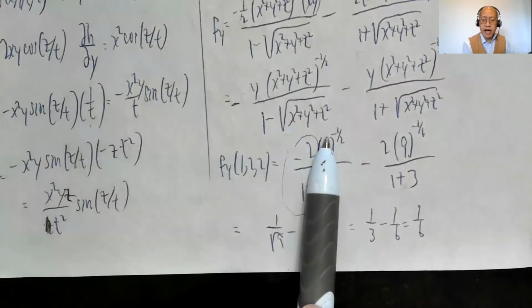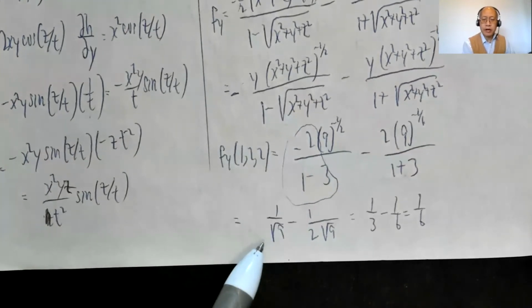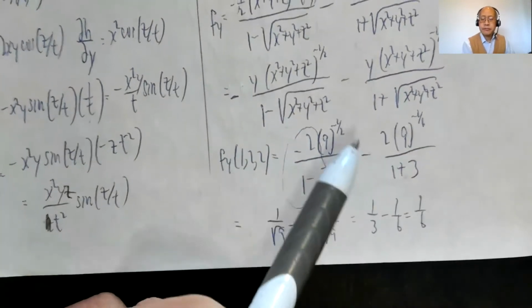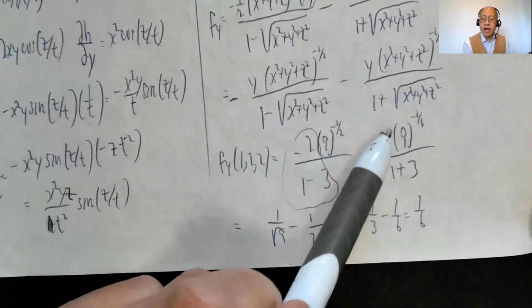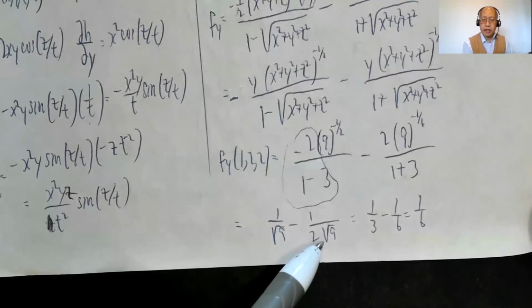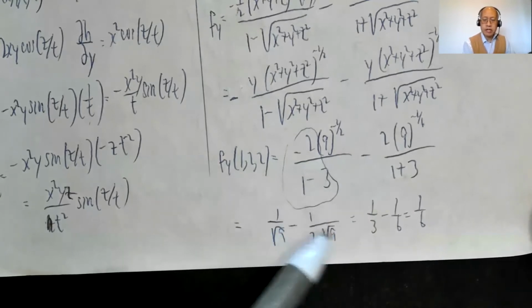So that's gone. I have 9 to the negative 1/2, 1 over radical 9, minus, okay, so what do I have here? 2 over 4, right? So 1/2, 9 to the negative 1/2 is radical 9 on the bottom. So that's 1/3 minus 1/6. Final answer is 1/6.